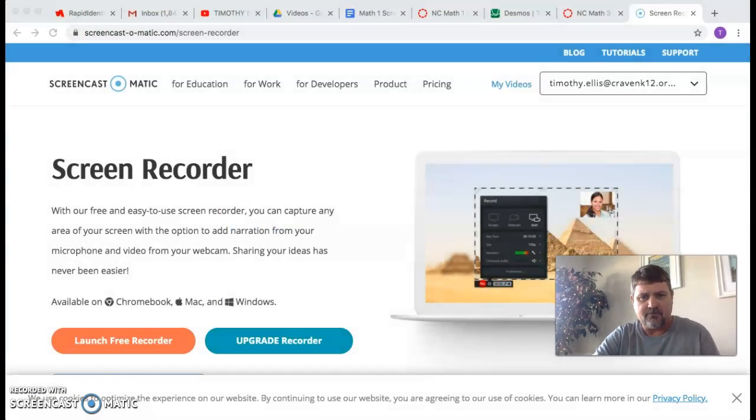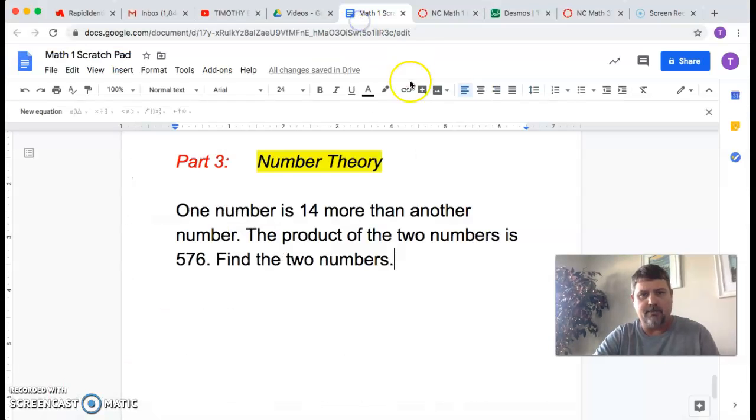And, oops, wrong picture. Anyway, there it is. So this is a number theory problem. It's talking about one number is 14 more than another number. The product of the two numbers is 576, and we're being asked to find these numbers.